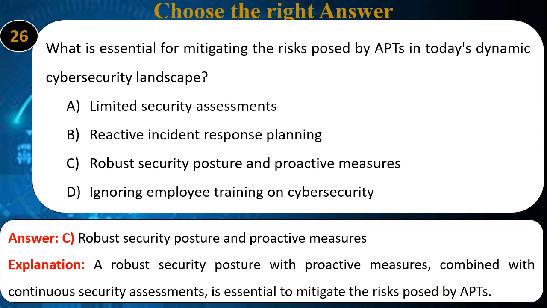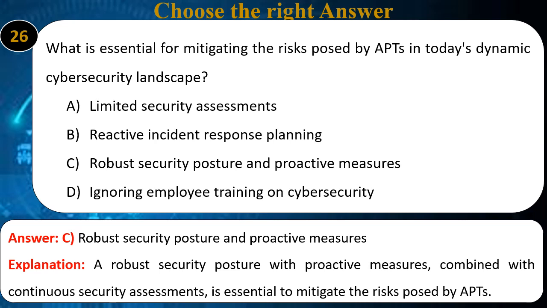Here's why the other options are not ideal. A. Limited security assessments. These are insufficient against the sophisticated tactics of APTs, who constantly adapt and exploit new vulnerabilities. Regular comprehensive assessments are crucial, but proactive measures are needed beyond just identifying potential weaknesses. B. Reactive incident response planning. While important, focusing only on responding to breaches leaves organizations vulnerable to initial infiltration and ongoing damage. Proactive measures are key to prevent successful intrusions in the first place.